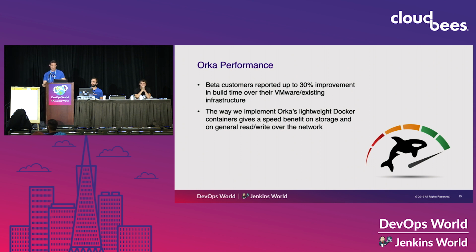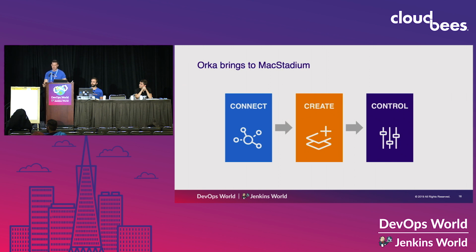With Orca, our beta customers have seen that virtualization tax virtually vanish. And the way we implemented Docker lightweight containers on the infrastructure is a big part of how that happens. The goal is to give you an interface that's very simple and easy to use so that you can connect to your environment simply. You can create your virtual capacity on demand with simple commands, and then you can control your builds and get out. Because the ideal is to spend less time bothering with the infrastructure and more time focused on your code.